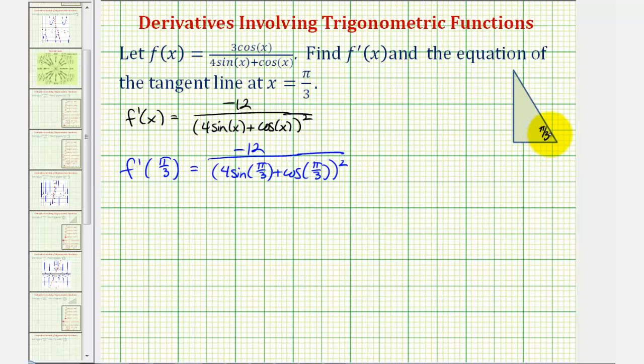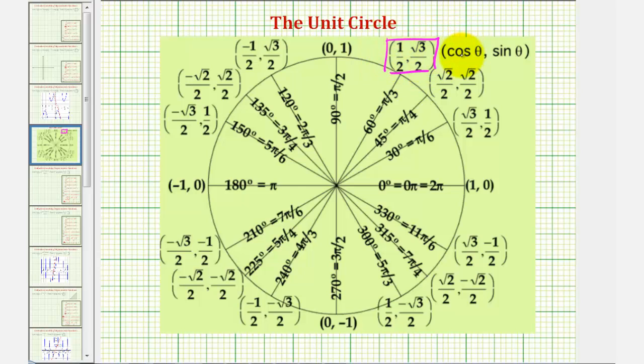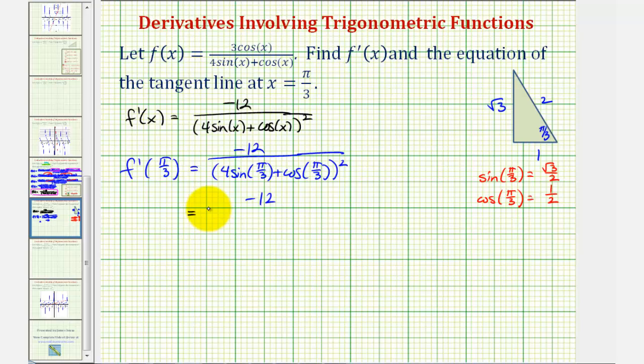So this would be pi divided by 3 radians. So we can label the short leg 1, the hypotenuse 2, the longer leg square root 3. And therefore sine pi over 3 radians is equal to the ratio of the opposite side to the hypotenuse, which would be square root 3 divided by 2, and cosine pi over 3 radians is equal to the ratio of the adjacent side to the hypotenuse, or 1 divided by 2, or 1/2. Of course, we could also find these trig function values here on the unit circle, where x equals cosine theta and y equals sine theta. So this would give us negative 12 divided by the quantity 4 times square root 3 over 2 plus 1/2 squared.